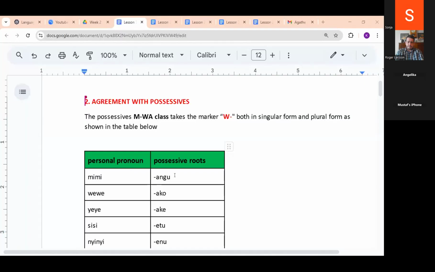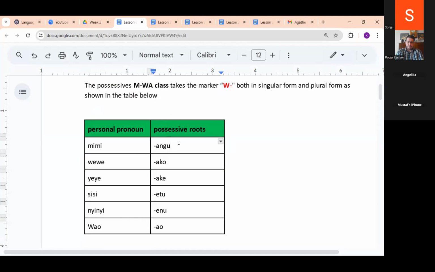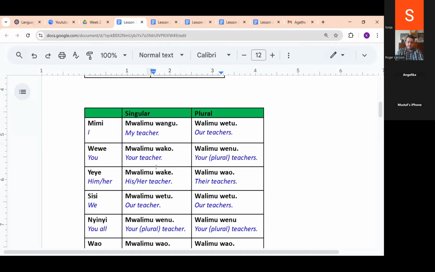In Swahili, we have the possessive roots. So we add W here for the MUA class. For other classes, we add their own prefix, but for the MUA class, we add this W, both in singular and plural form. So these are the possessive roots. Angu basically is mine. Ako, yours. Ake is his. Etu is our. Enu is your. Ao is their. If we add W here, it becomes wangu. You say mtoto wangu, my child. Mtoto wako, your child.